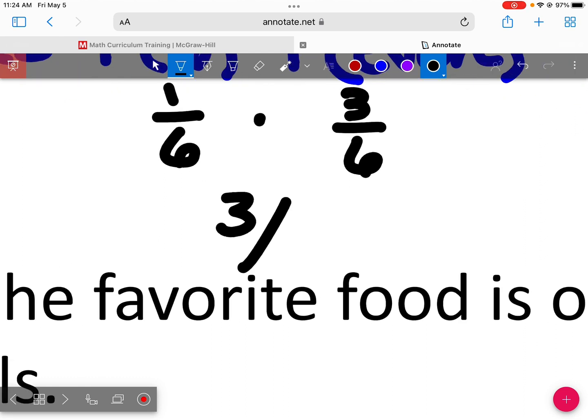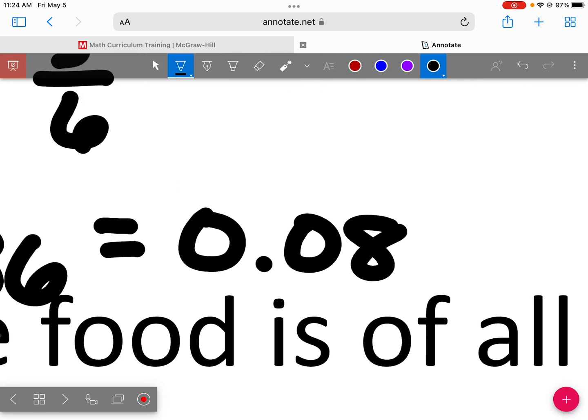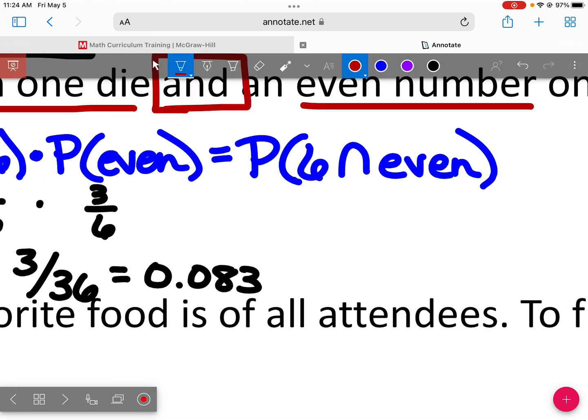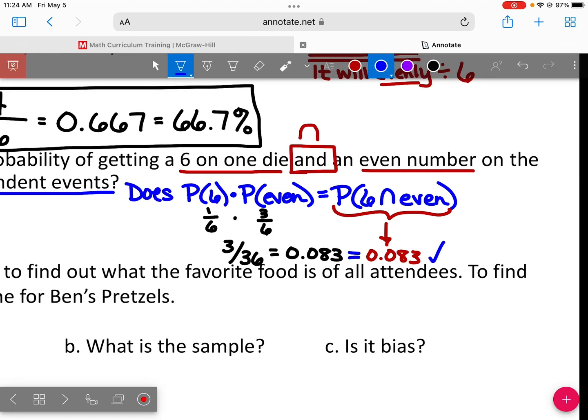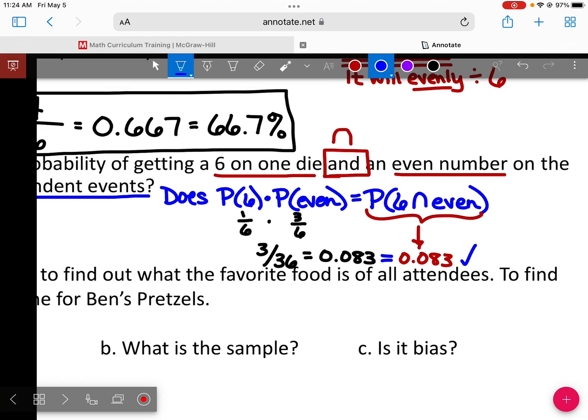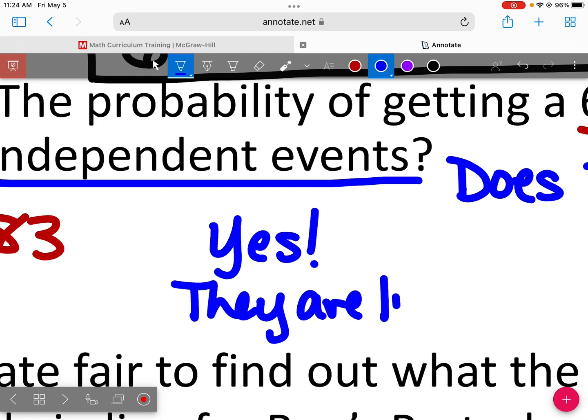So when I multiply those two together, I get 3 over 36. But they gave me a decimal. So I'm going to need to divide this on my calculator so that I can actually compare it to what they gave me. 0.083. This over here, they gave me a decimal for. They said it was 0.083. Are those two things equal? Yeah. So what does that mean? It's dependent? Oh, independent. It's independent. So yes, they are independent.